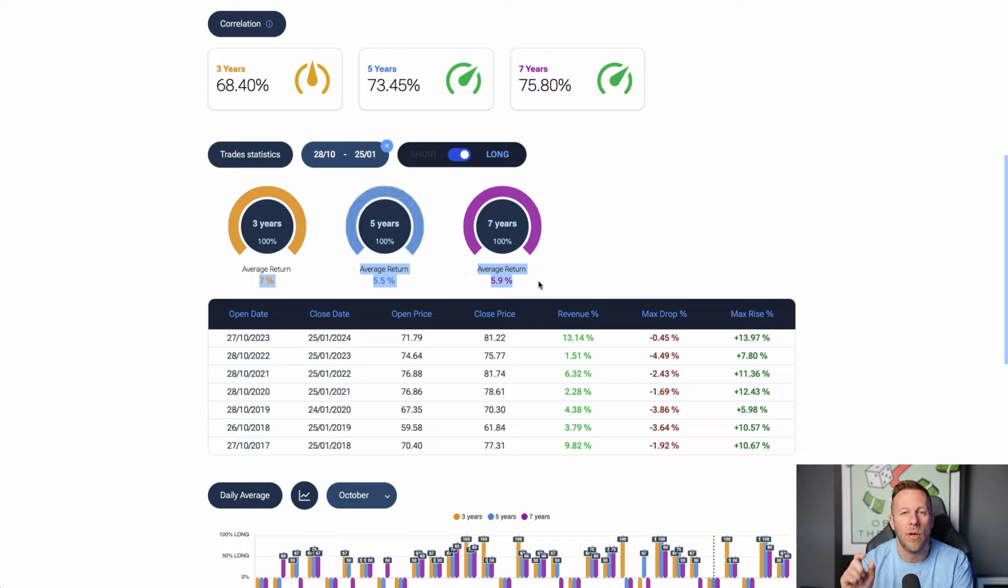And as I said before, the stock price and the intrinsic value and the company fundamentals don't always tally up. So it's nice to know that there's no wild fluctuations in the average return. So I like to look for consistencies in the average return as well. Now you can see 7%, 5.5, 5.9. This is a very, very good trade, because we've got the consistency there in all three of those.